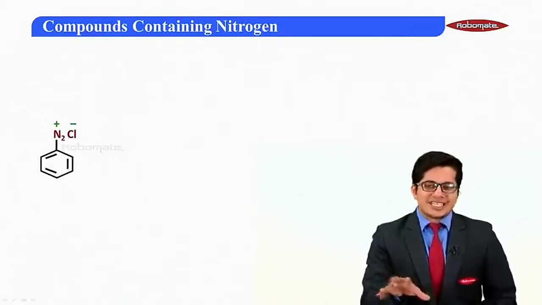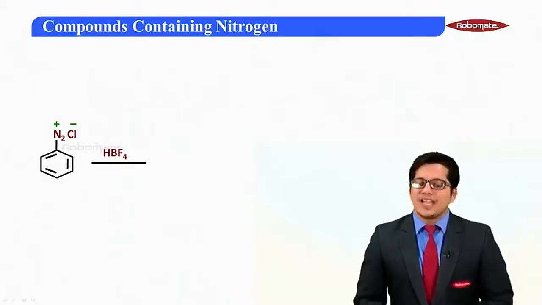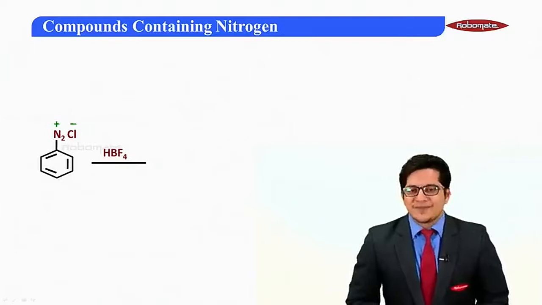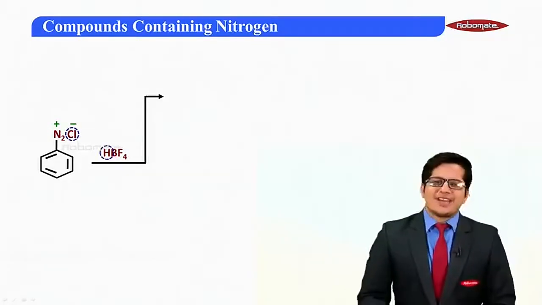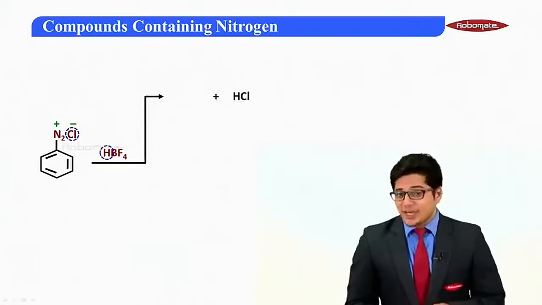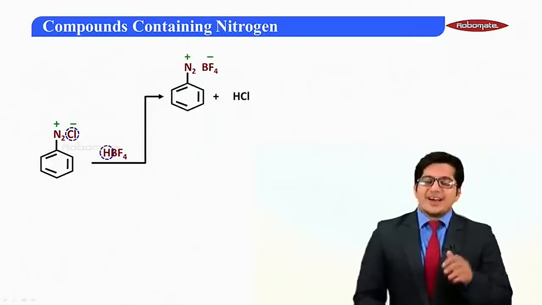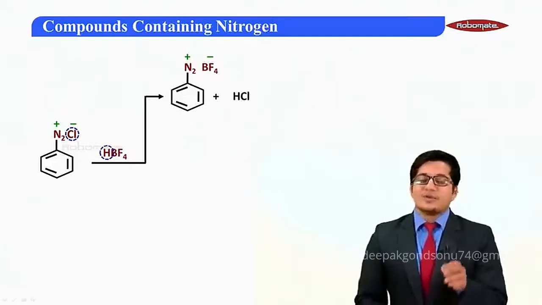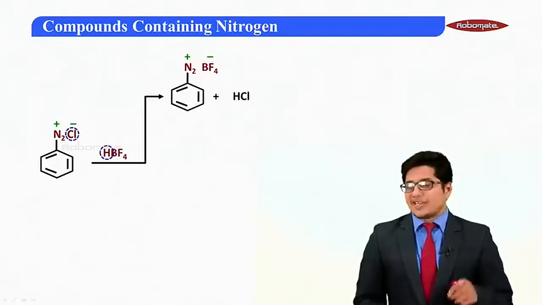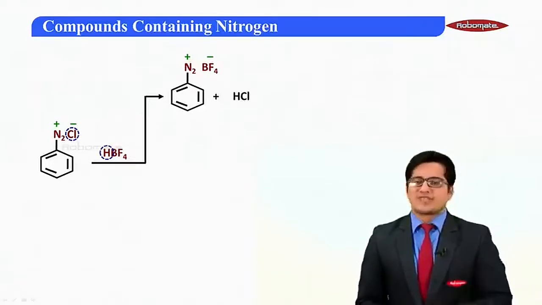So this benzene diazonium chloride, when it is treated with HBF4, let's see what happens. A very important reaction. Now, what happens is H and Cl gets combined, giving us HCl as one of the products. N2 is liberated, and along with this you get an intermediate compound that is benzene attached to N2BF4. When nitrogen gets a positive charge, BF4 happens to have a negative charge.